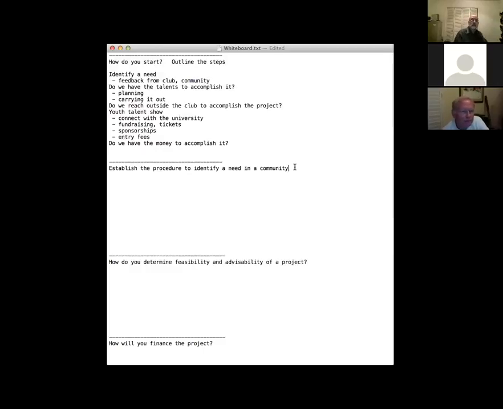How about the second question, or the next question? I think it's technically the third in the handout. It says, establish the procedure to identify a need in a community. Now, I know you said you just ask people, but does it go farther than that?